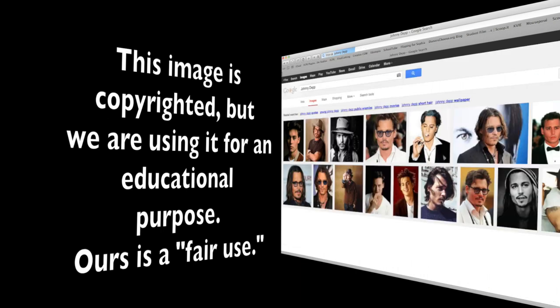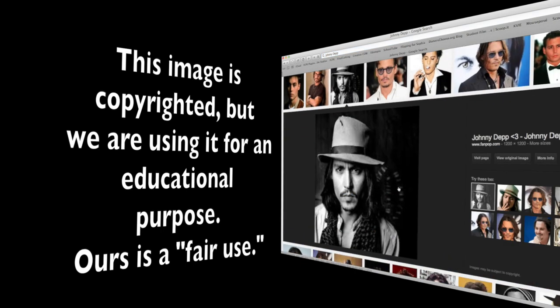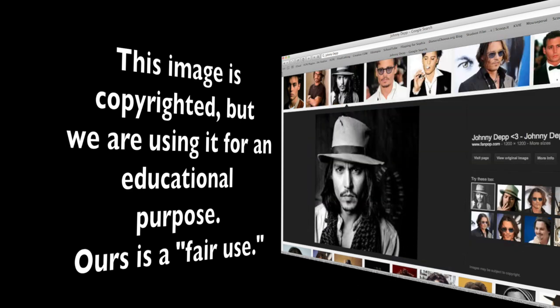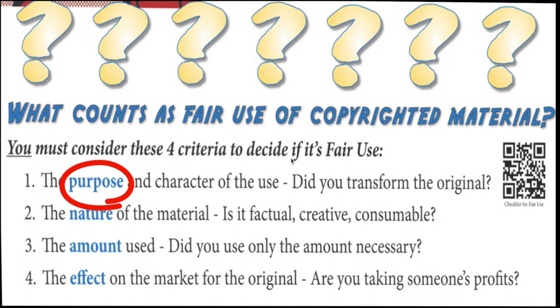The concept of fair use, however, lets you use copyrighted work without asking for permission, as long as you use it in a fair manner. To determine if your use of a work is fair, ask yourself these questions. What's the purpose of using the copyrighted work? Did you transform or change it? Is it educational, critical, or parody? If so, your use might be fair.